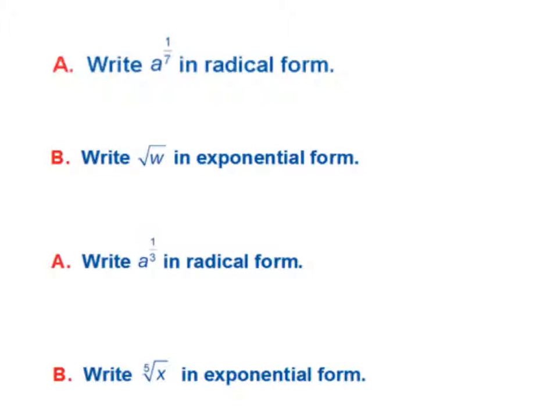So here are some other questions. These should be pretty simple to do. If you have a to the 1/7 power, that would put an a on the inside, 1/7. So it would be the 7th root of a, is how you'd write it. If I have the square root of w, that would be w to the 1/2 power. A to the 1/3 power would have an a on the inside. It would be the cube root of a. And then if I have this one, I have x to the 1/5 power, and that's the 5th root.